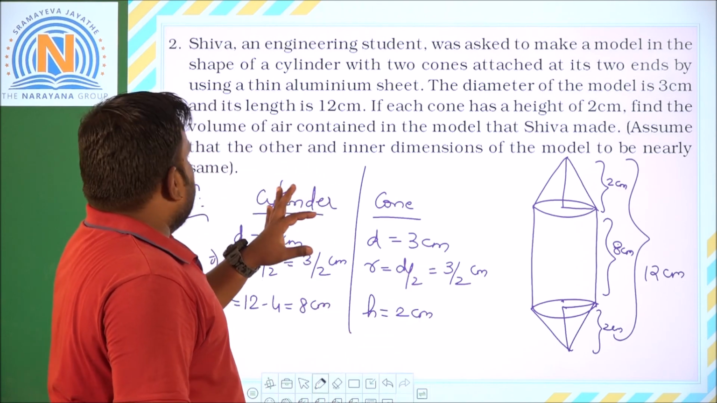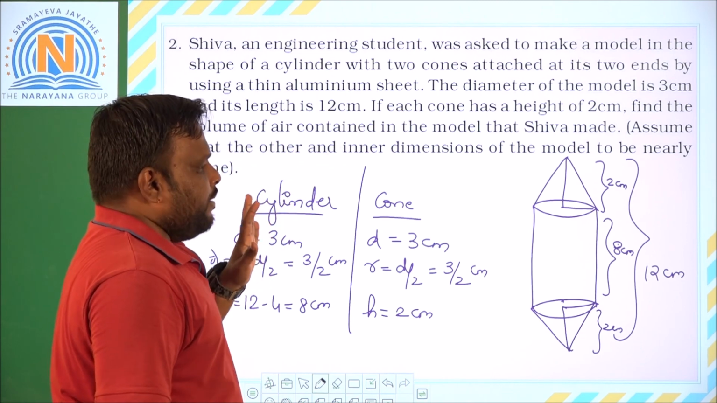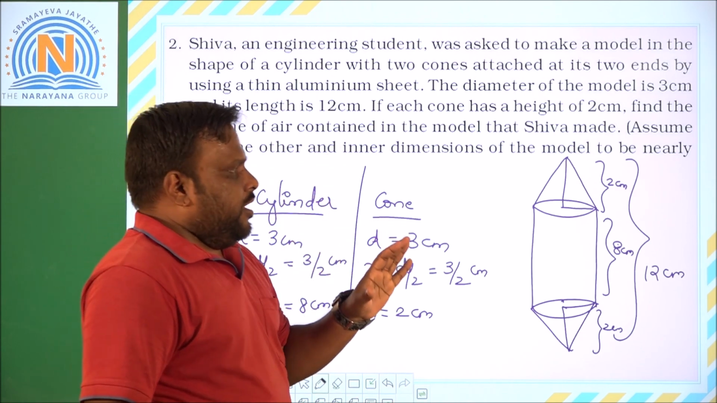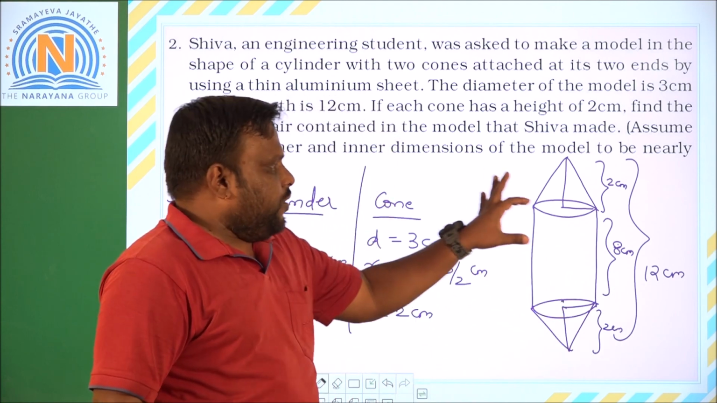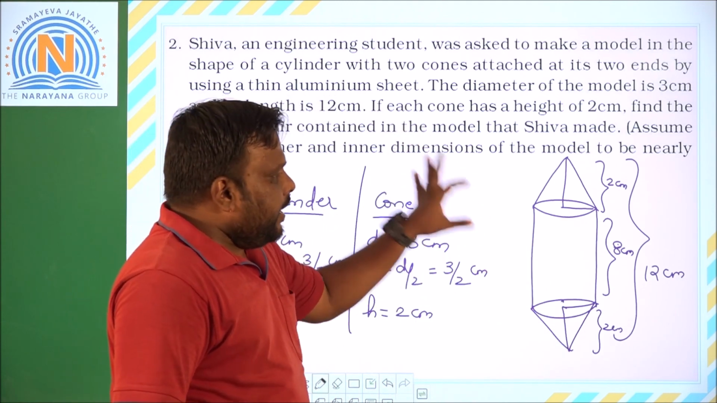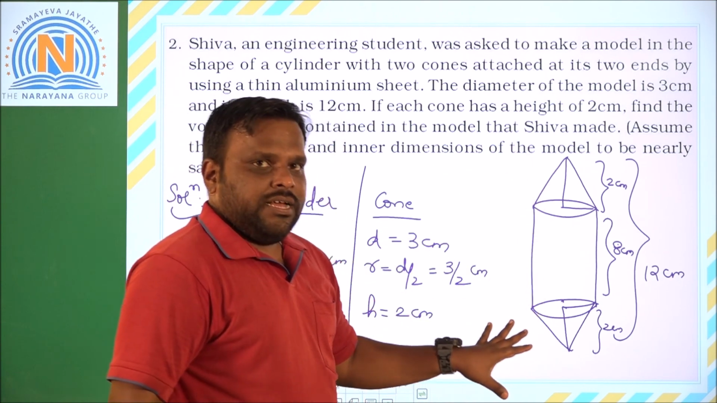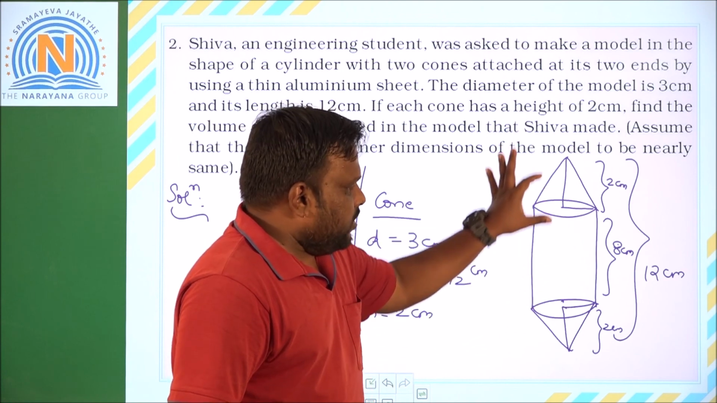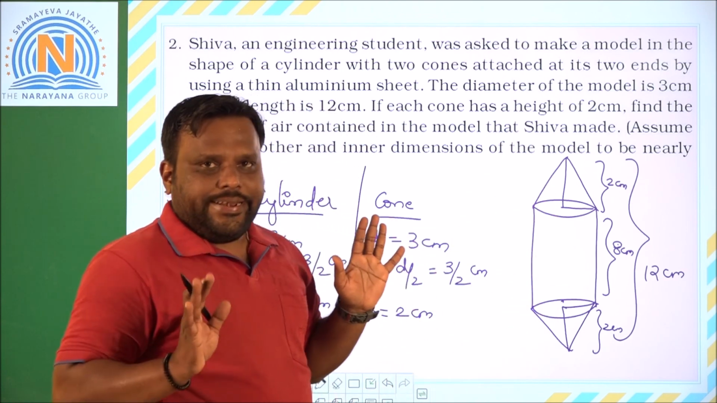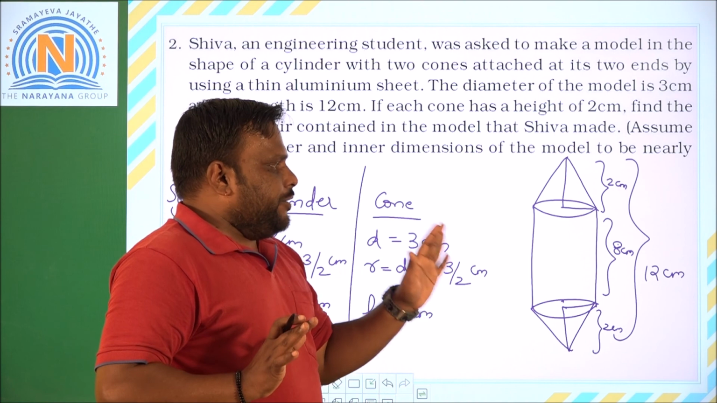Now what is asked you to find? Find the volume of air contained in the model. So volume of the air contained in the model means I have to find out the volume of this model. Okay, so volume of this model means first we have to see what are the constituents in this. Here we have one cylinder and two cones. The simple thing is we have to find out the volume of cylinder, we have to find out the volume of these two cones, then we have to add it. That is what we are going to do in this, right?